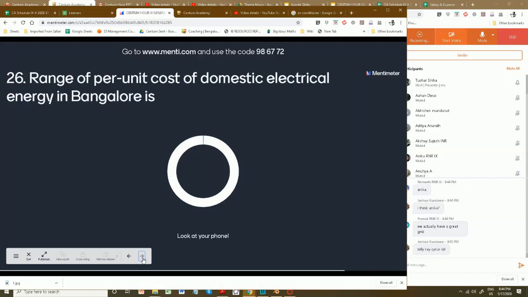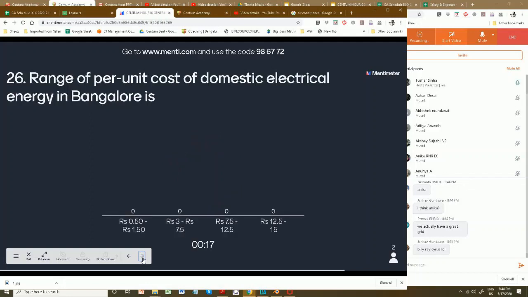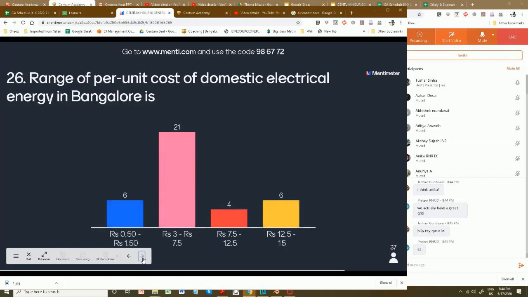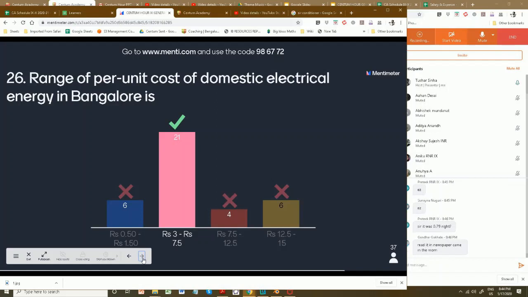Now, I don't know whether you know about this. How much do you pay for your electricity? Okay, very good. That's really cool that most of you know that you are paying this much. Did you really know it or you just guessed it? Have you seen your electricity bill? Wait, did it come in the newspaper? That I didn't know. Okay, very good.